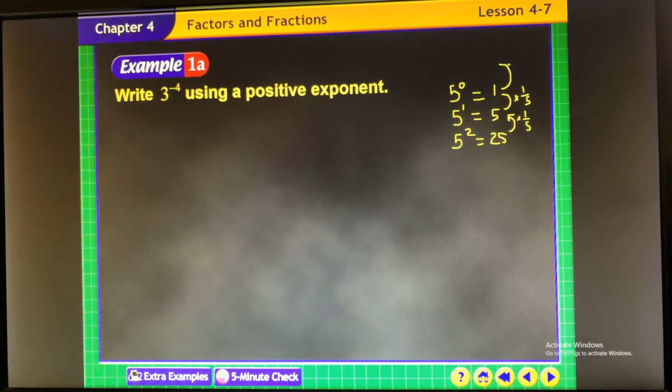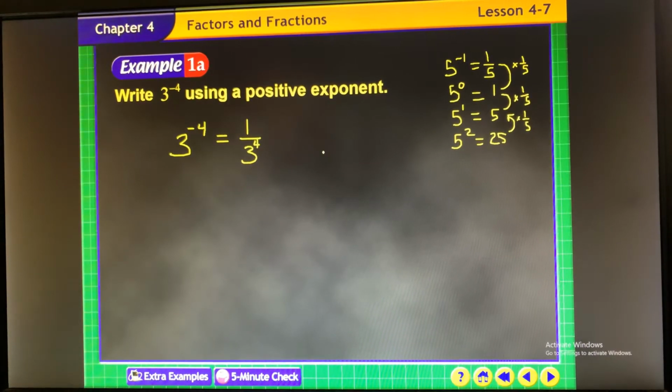So if I kept going with this pattern, what would 1 times a fifth be? Well, it would be 1/5. So in order for us to get a negative exponent to be a positive exponent, we need to put it in its opposite position. Currently, the 3 is in the numerator. If I take that 3 to the negative 4th and put it in the denominator, I will have gotten rid of the negative exponent. That's all you have to do.